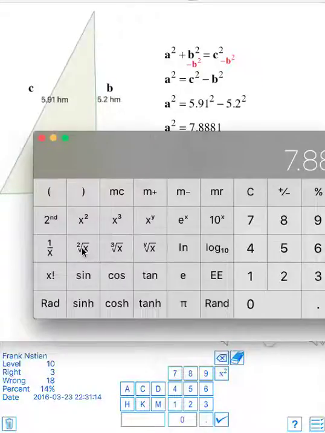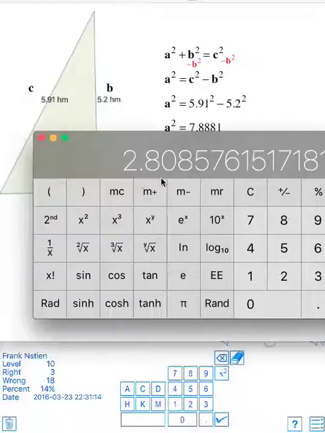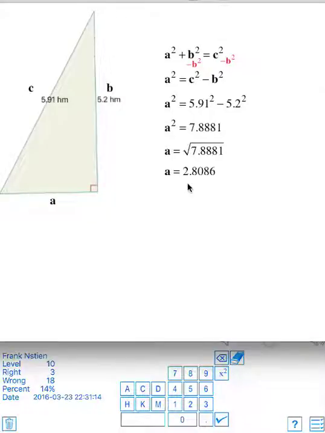So the square root of that is 2.80857615, and it goes on and on, actually forever. So what I'm going to do is round to the fourth decimal place. So the 7 is going to tell the 5 to round up to a 6. Okay, so I'm going to get 2.8086, and that's my A side.